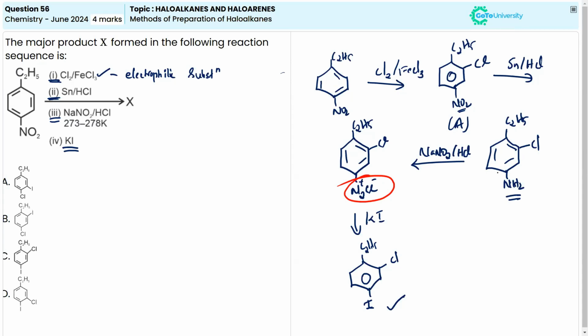Now this compound is again reacting with NaNO2 and HCl. From these reagents itself it is clear this is an example of diazotization, right? So the NH2 group will be converting into the diazonium salt. When it reacts with the last reagent, potassium iodide, the diazonium group will be replaced by iodine and produce the final product. So this is the overall reaction here. From these options we can see the first one is not correct, the second one is also not correct, and the correct answer will be the third one.